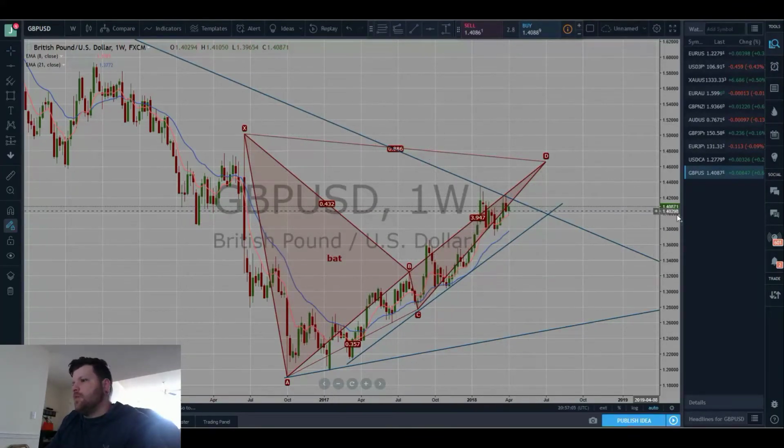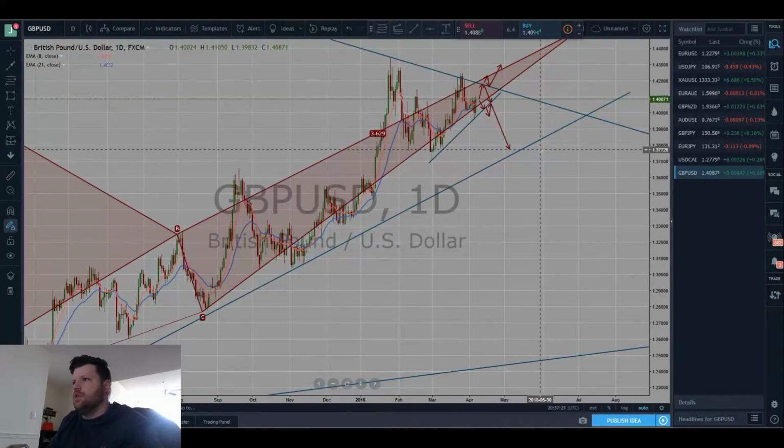Looking at GU, there's a bat pattern on the weekly time frame. There are 3 trend lines drawn, one above where price is and 2 below where price is. Last week's candlestick was bullish, but only slightly bullish. However, it did retest the 8 EMA and rejected off of that. So we can use that as a moving support and resistance if you'd like.